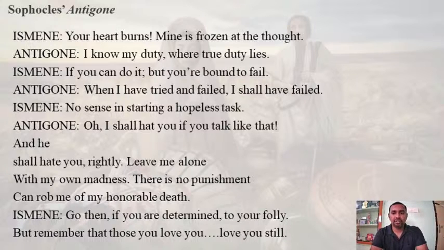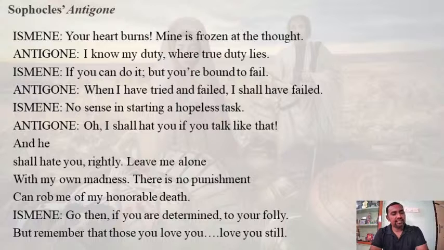So Ismene warns her that you are going to fail. You won't be able to successfully complete this act, this deed. They will capture you. Antigone says, when I have tried and failed, I shall have failed. So that would not prevent me from attempting this act. I will definitely attempt. And if I attempt and fail, then I will say that I have failed.